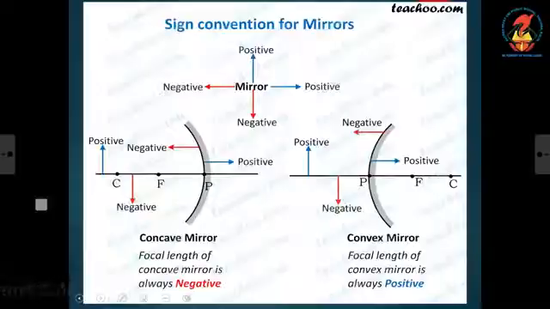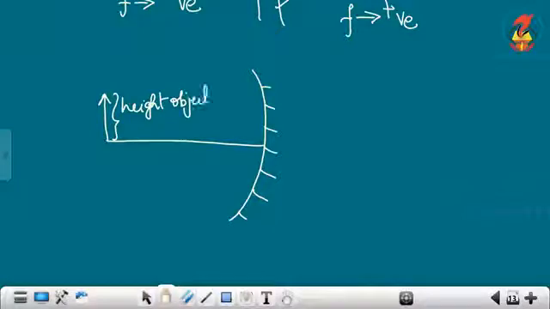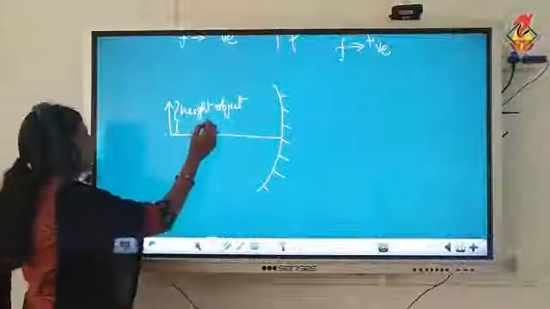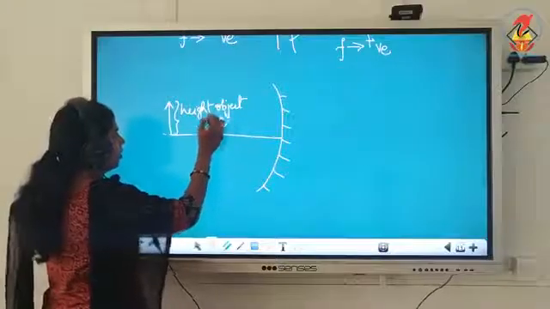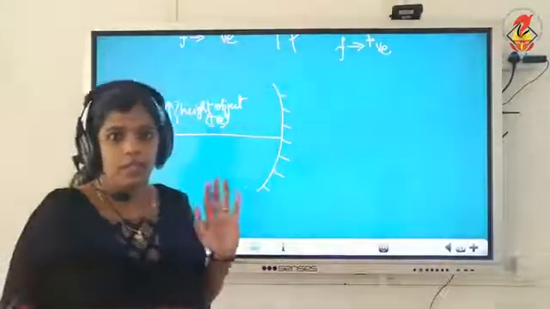Now, it's a concave mirror. Object. This is the height of the object. So, we are measuring perpendicularly above the principal axis. So, this distance is positive. Height of the object is positive.